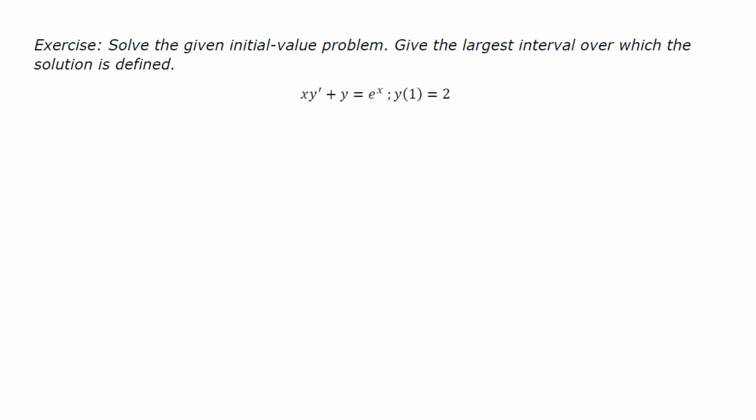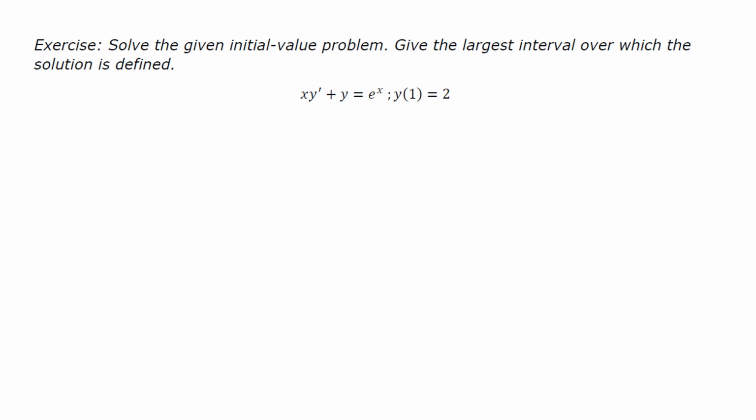All right, our next exercise. We're asked to solve the given initial value problem. Give the largest interval over which the solution is defined. So this is very similar to the problems that we've just done, except for the fact that we're now dealing with an initial value problem, meaning that we're given an initial condition. So we are going to follow the same steps that we have been working with, except for now when we get to the general solution, because we have an initial condition, we can find the particular solution for this DE. Okay, so let's solve it.